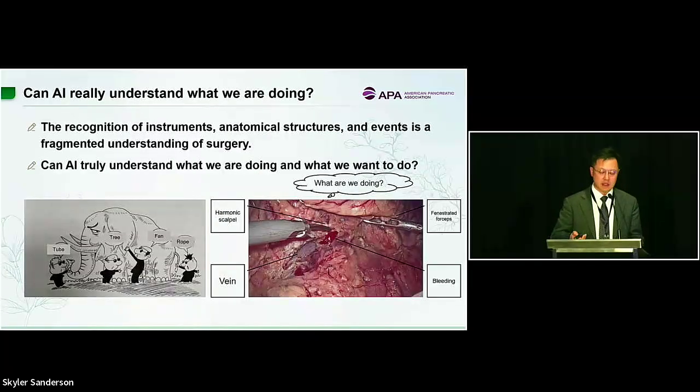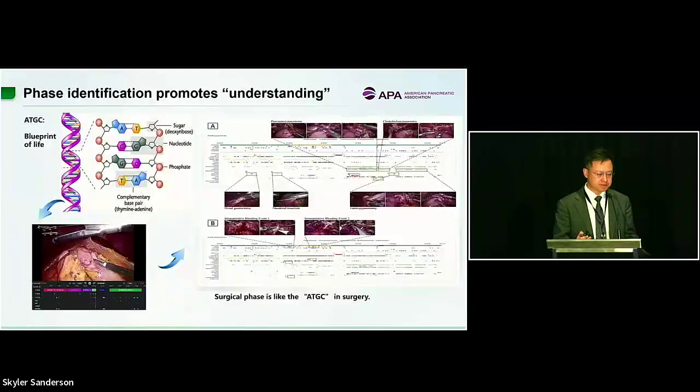Oh, okay, that's all. But for the big bleeding, you can see not a square, but a point where the blood vessel is bleeding. So these three examples show what recognition is. But can AI really understand what we are doing? We have structure, instrument, and even surgical events known as what I call basic elements. But what can the AI know about what we are doing and what we want to do?